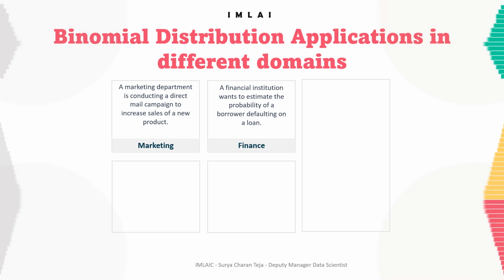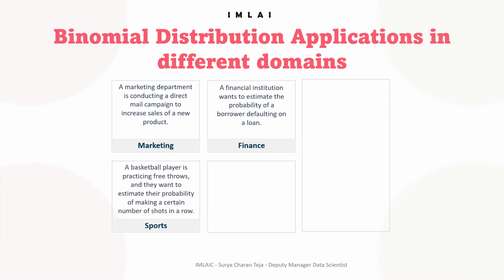And similarly, we have finance. A financial institution wants to estimate the probability of a borrower defaulting on a loan. So they can use the binomial distribution to model the number of defaults that occur in a portfolio of loans and calculate the probability of a certain number of defaults occurring within a given time period. Then sports, let's look into sports now.